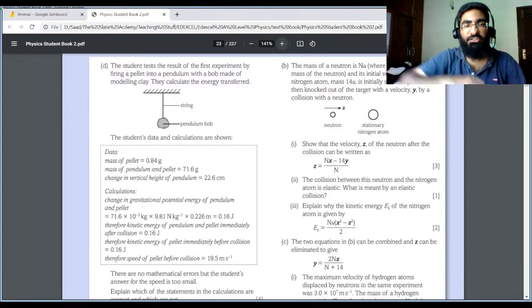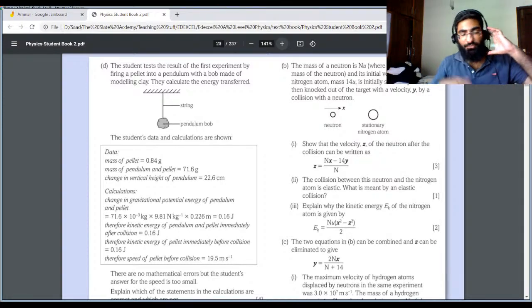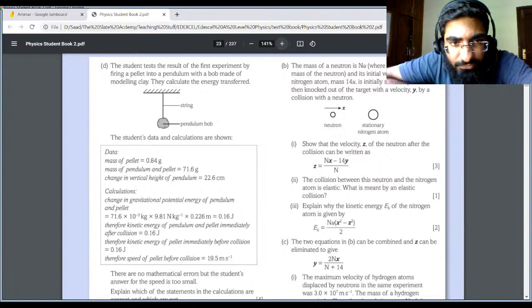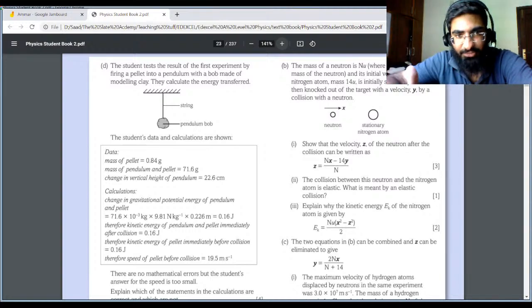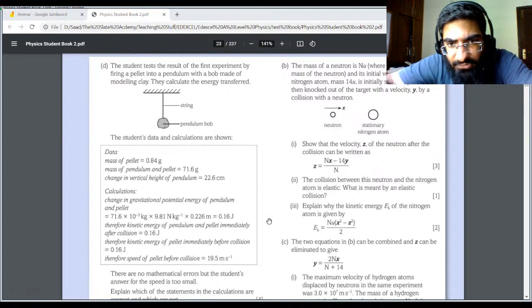Now he's doing a different experiment. Now he's not firing into the clay attached to the car. He's fired into clay hanging from a string. Change the vertical height of the pendulum. He has done the experiment, he has done the data and calculations. You have to tell which statements are correct and where the flaw in his experiment is.